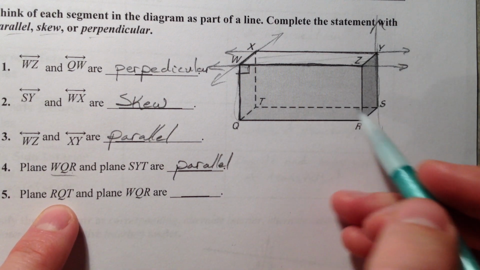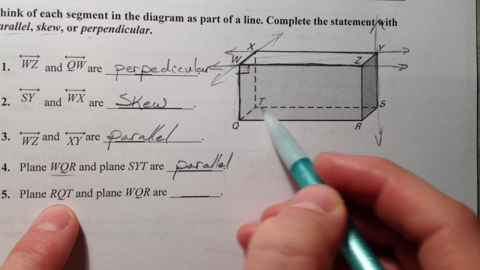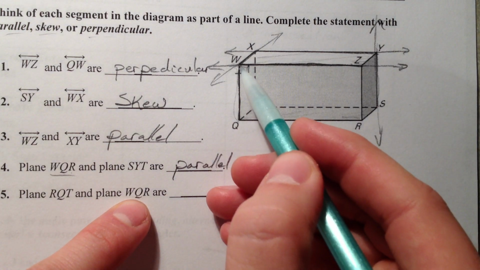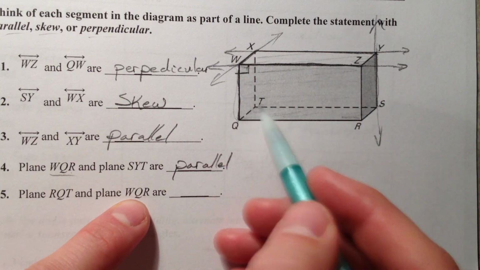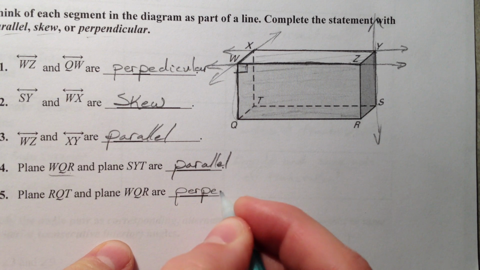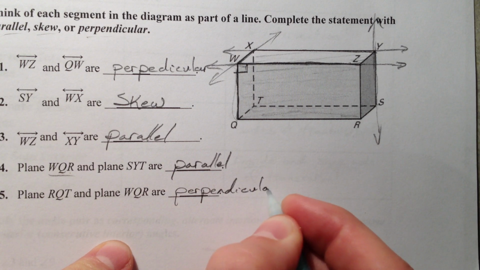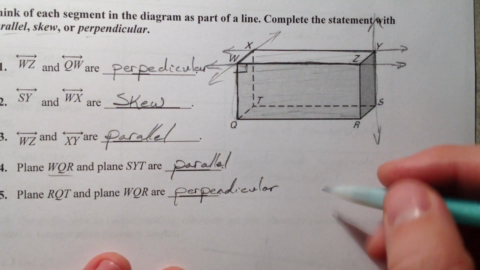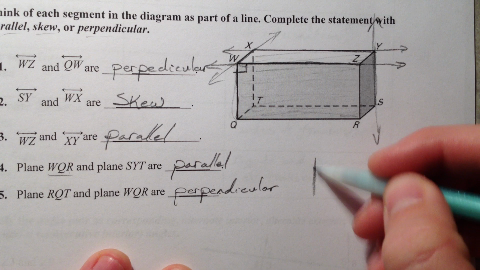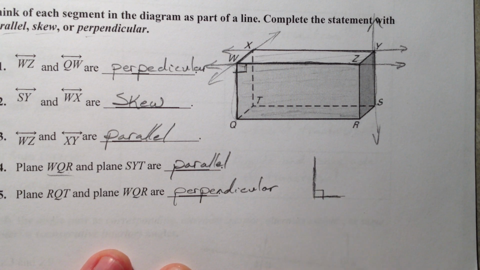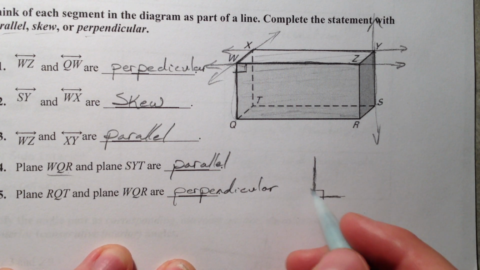And then RQT, which is the bottom, and WQR, so that's the front of the box, those are perpendicular to each other. So planes can also be perpendicular to each other. Imagine that you turn the box sideways. WQR would be that front of the box turned sideways, and RQT would be the bottom of the box, and it would look like this. This is the side view.